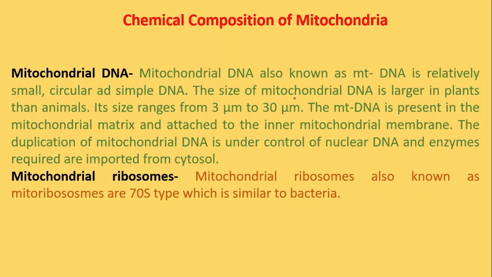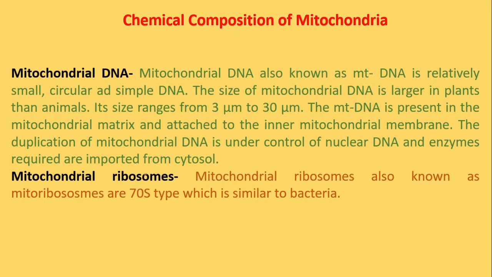The size of mitochondrial DNA is larger in plants than in animals. Its size ranges from 3 micrometer to 30 micrometer, and the mitochondrial DNA is present in the mitochondrial matrix and attached to the inner mitochondrial membrane. The duplication of mitochondrial DNA is under the control of nuclear DNA, and the enzymes required are imported from the cytosol.